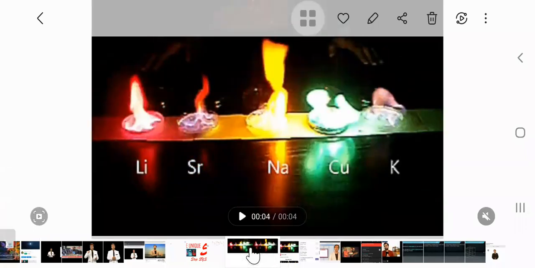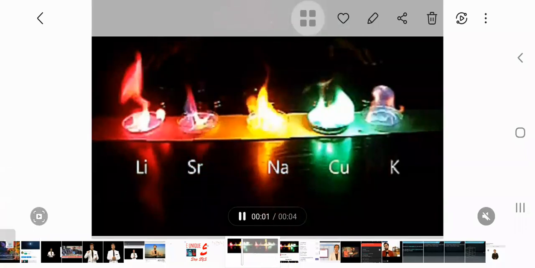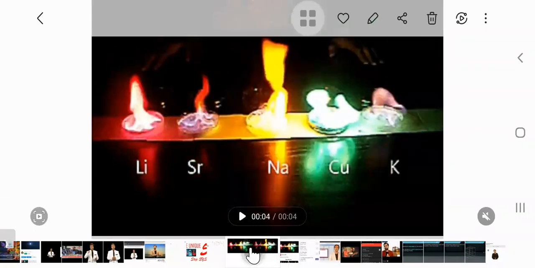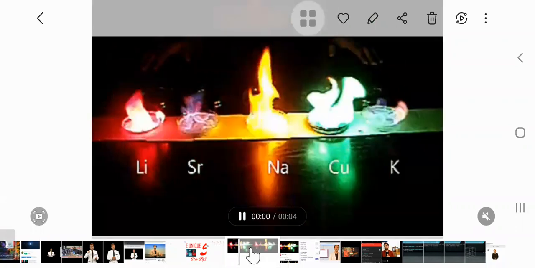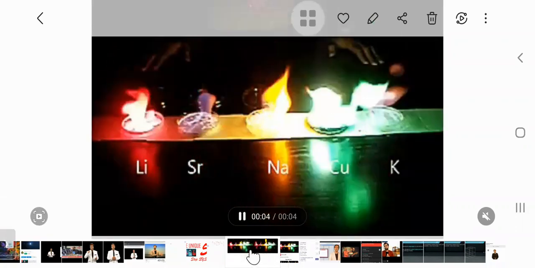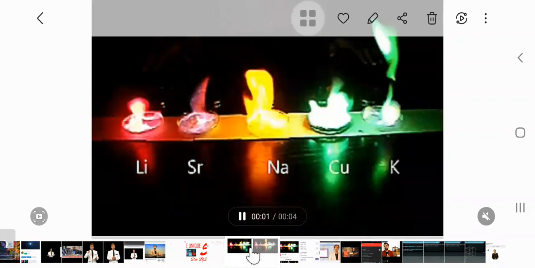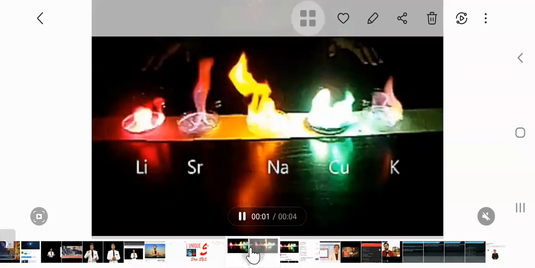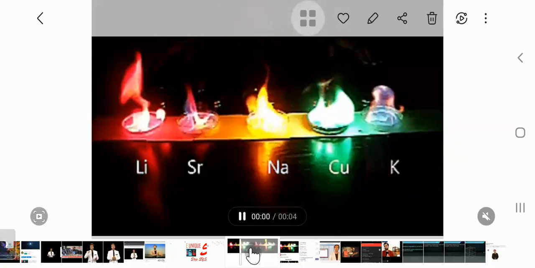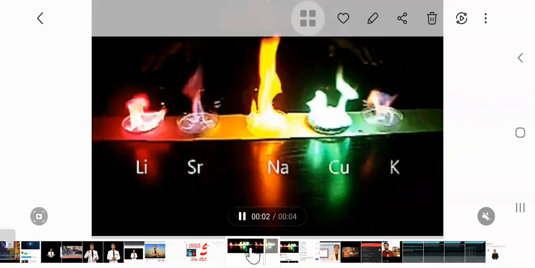Lithium is burning with a lilac kind of flame. Sodium burns with a reddish kind of flame, that is lithium. Strontium and potassium will burn with a kind of lilac flame. Sodium burns with a golden yellow flame, and copper burns with a green flame. So now do you understand how your firecrackers develop color? Your firecrackers are developing color because they are using these kinds of metals, and therefore they develop color.